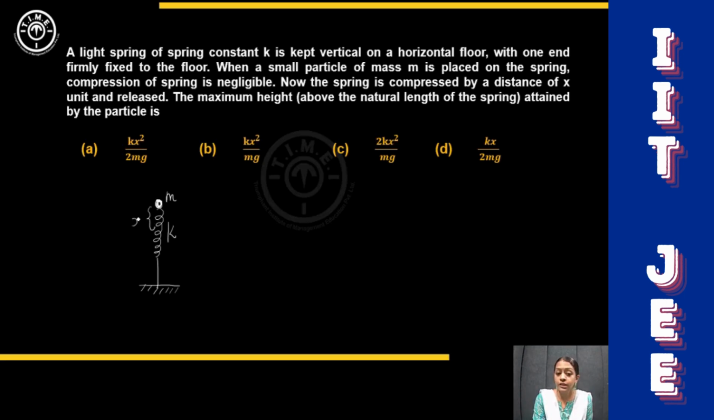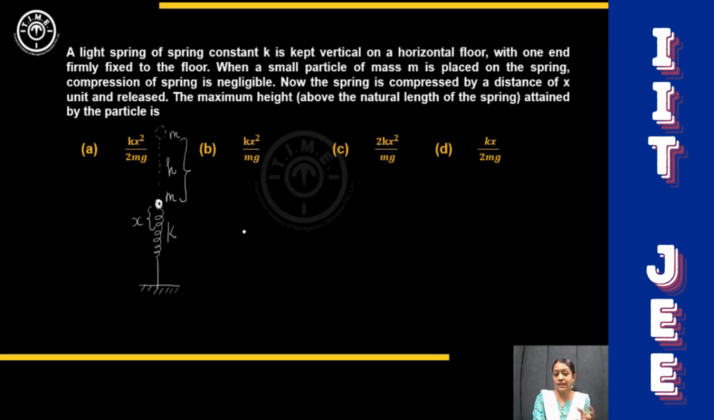So we are giving here a compression of x units. Alright, so what will happen there? If you release the spring, this mass will move upwards, isn't it? This mass will rise to a certain height. It will come over here when you release the spring. The question is to find the value of this h. What is the maximum height attained by the particle above the natural length of the spring? So you have to find this height h. Hope the question is clear.